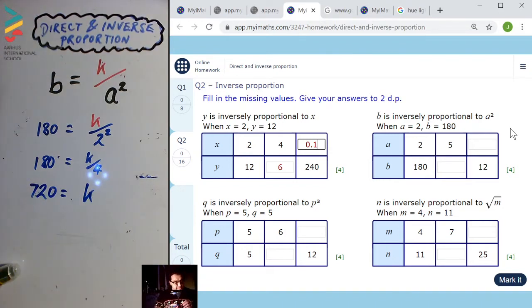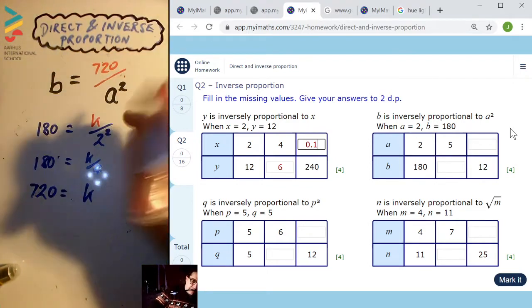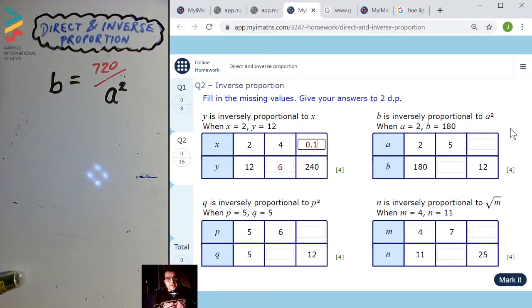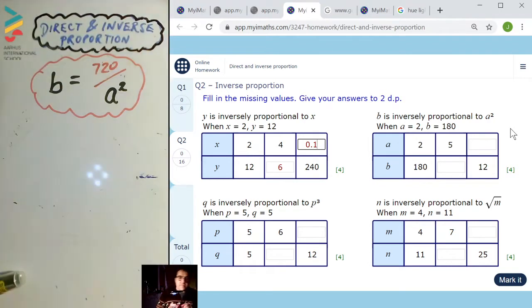So k is 720, and then I can go back to the original thing and replace the k with 720 and say that in this case the relationship between b and a is that b equals 720 divided by a squared. Okay, now we've figured out the relationship, we can fill in the table.